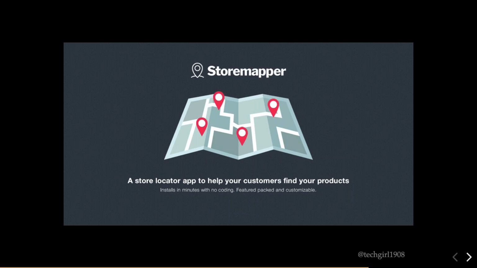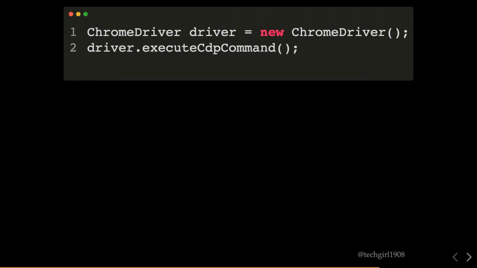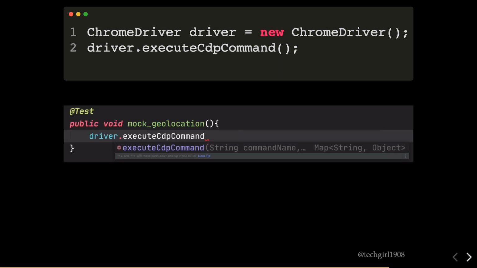Well, with this access to the CDP, we can change the geolocation of our browser. There's a new method in the Chromium driver class called execute CDP command. Now I'm using Chrome driver here, but remember what I just said, Chrome driver extends from Chromium driver. So you can use this method in any of the Chromium children classes, or Chromium itself. Now this method takes a string, which represents the command name, and it also takes a map, which holds any needed arguments for the command.